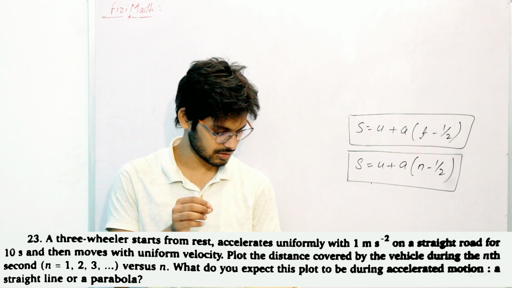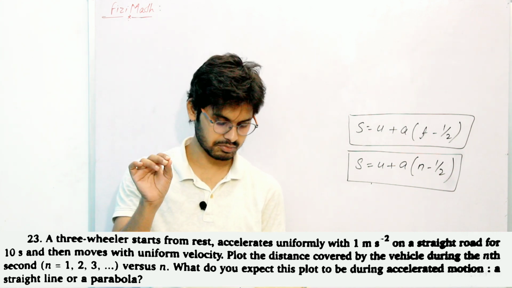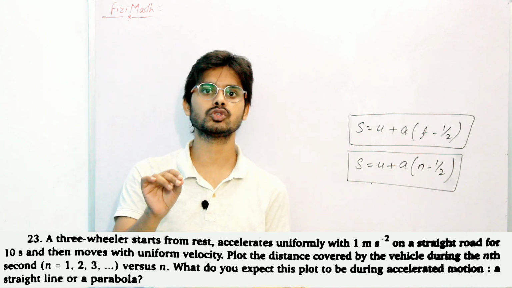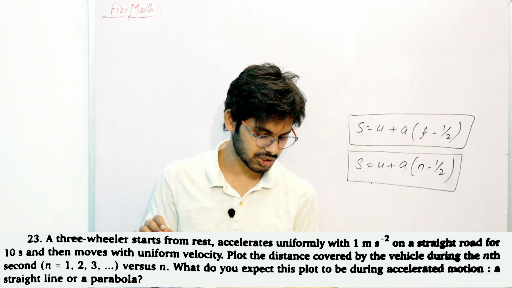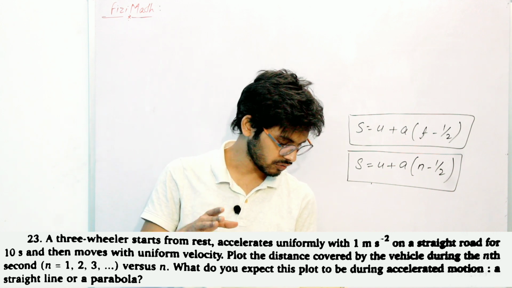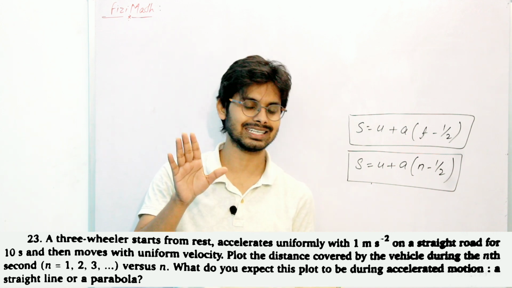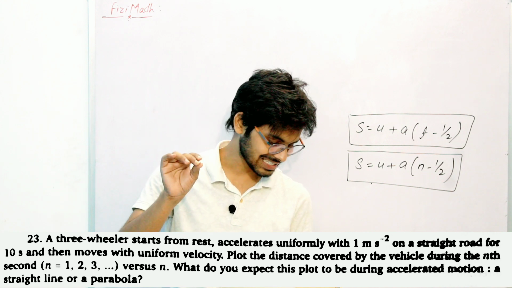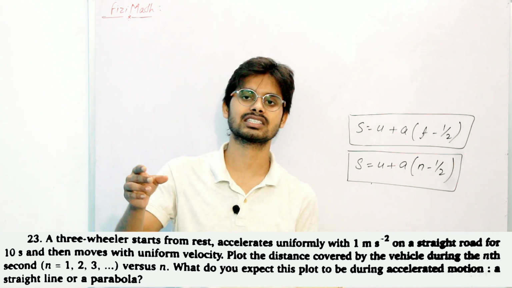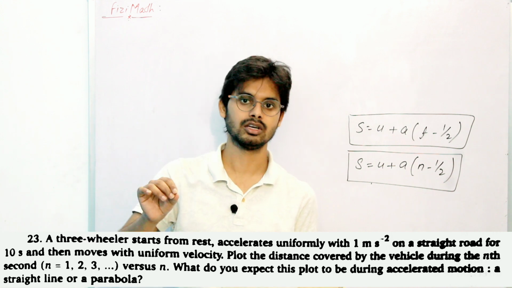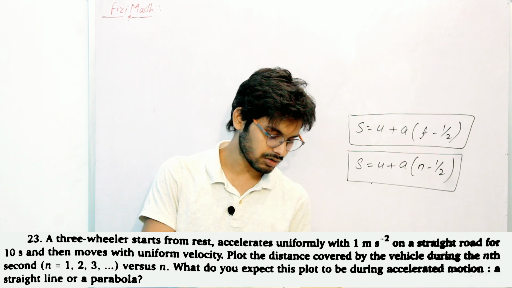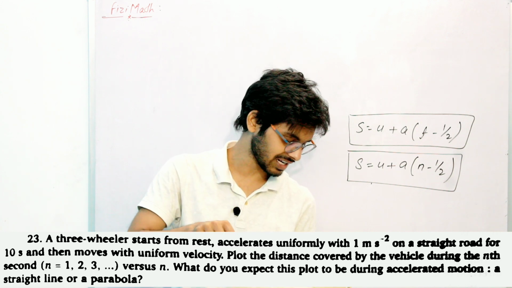A question has been given: a three-wheeler starts from rest, meaning the initial velocity is 0. A three-wheeler starts from rest, accelerates uniformly with 1 meter per second square on a straight road for 10 seconds, okay, and then moves with uniform velocity. After that it moves with uniform velocity. Plot the distance covered by the vehicle during the nth second, where n is given as 1, 2, 3 and so on, versus n. So we have to plot the distance covered by the vehicle during the nth second versus n.